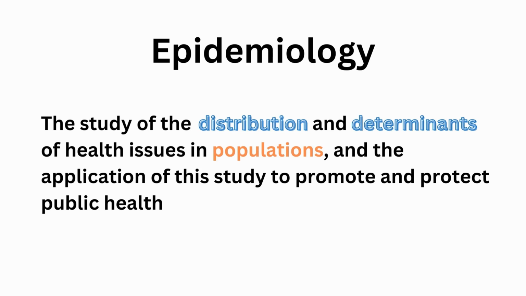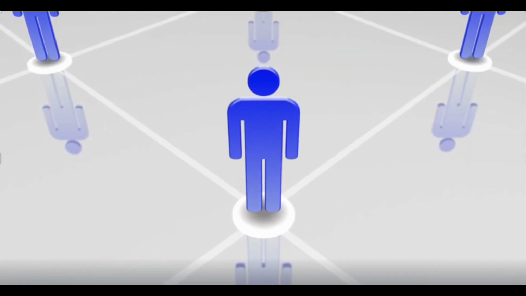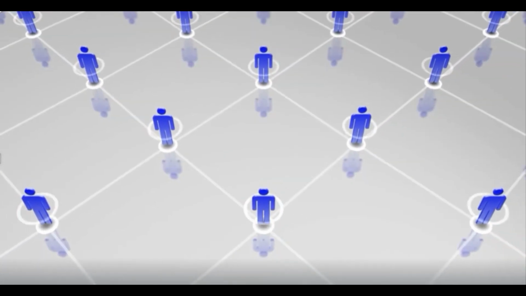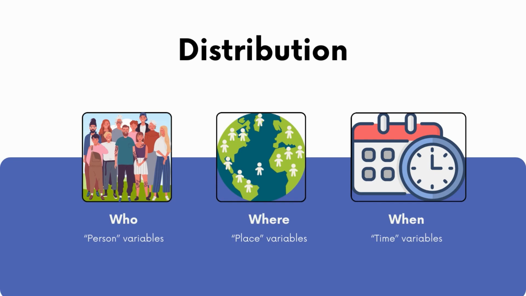I like this definition because it makes clear that epidemiology studies populations. I also like this definition because it specifies epidemiology's 2 major goals: to study the distribution of health issues and to study the determinants of health issues. Now that we've talked about epidemiology's focus on populations, let's talk about the first goal of epidemiology: to collect data on the distribution of health issues.